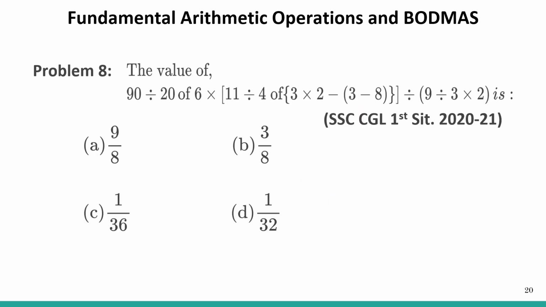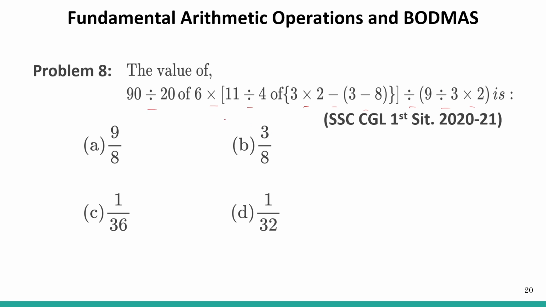So let's see problem number 8. It asks us the value of 90 divided by 20 of 6 into 11 divided by 4 of 3 into 2 minus 3 minus 8, and that is also divided by 9 divided by 3 into 2. This is a really hectic problem. If you see, there are multiple arithmetic operations: 1, 2, 3, 4, 5, 6, 7, 8, 9. And if you include the brackets, it will be over 15, right?